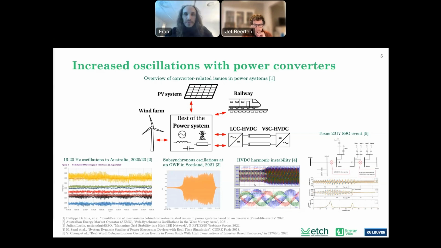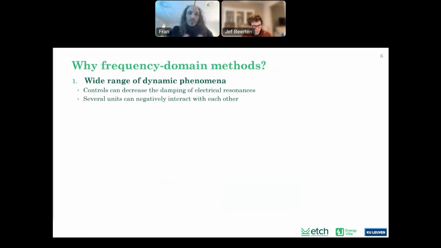In order to do that, we think frequency domain methods are a good way of going about this problem, because you can study a wide range of dynamic phenomena from the subsynchronous region up to the kilohertz range, where the controls can decrease the damping of existing resonances, and in a setting where several units can also interact with each other.